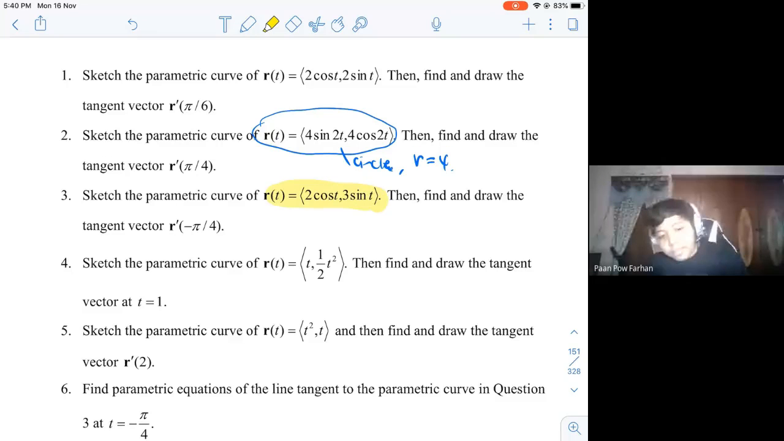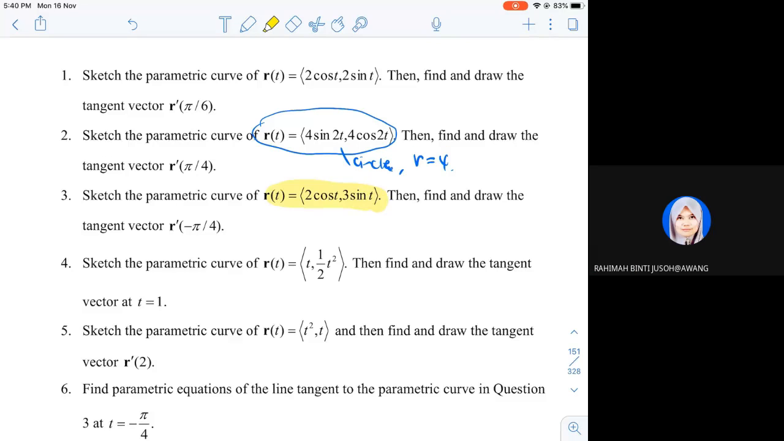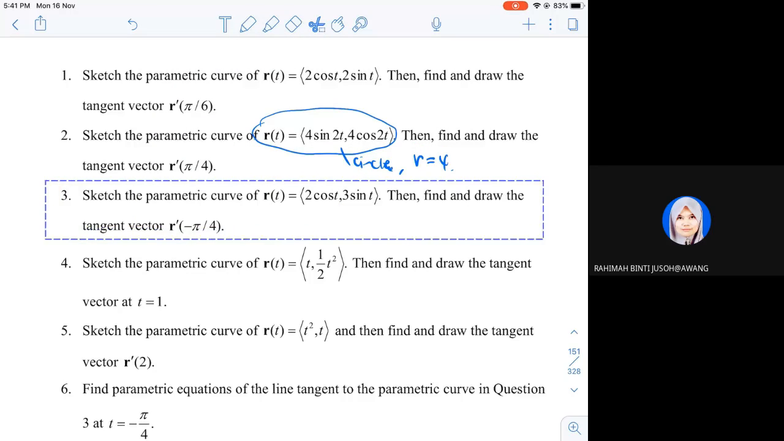Ellipse with major axis Y. Yes, ellipse. Okay, so ellipse. So let's do question number 3. Jom kita buat soalan nombor 3 ni.